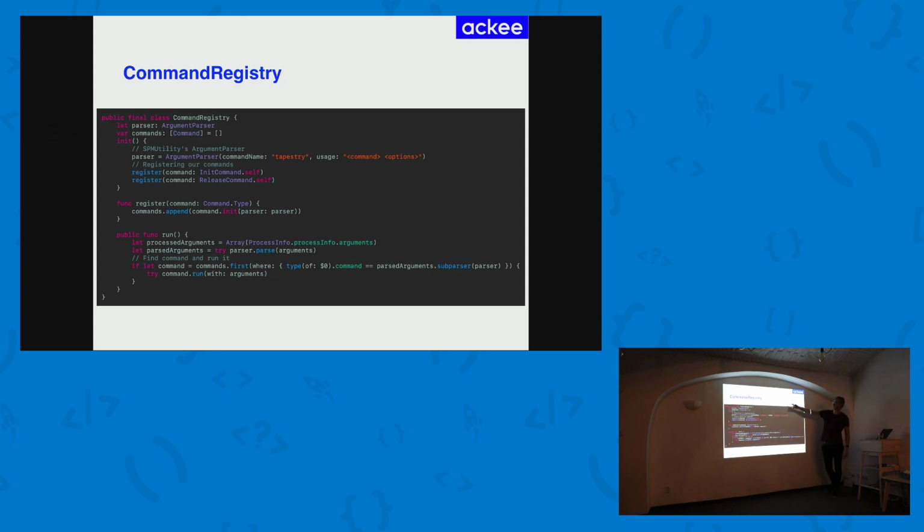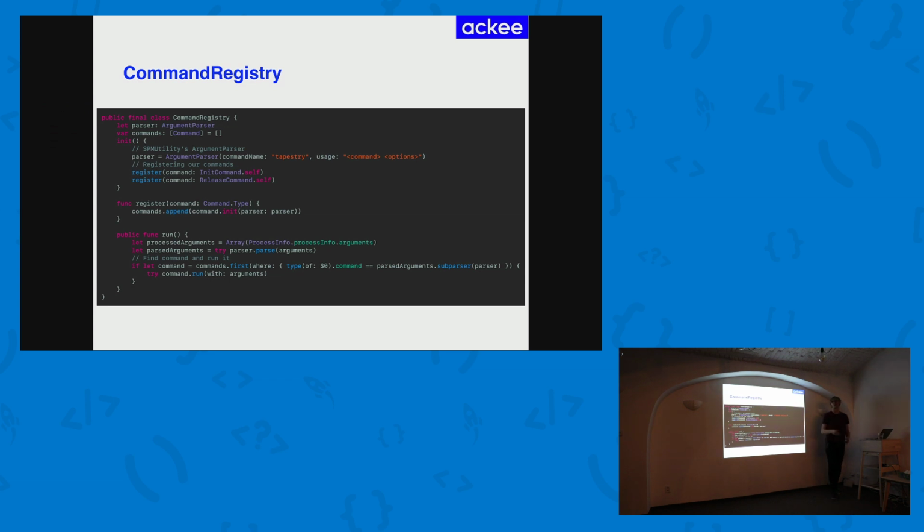Then in the initializer of the command registry, we initialize the argument parser with the name and the usage. We have to provide these values, and then we just register these two commands. We'll show you how to create the release command in just a minute. And we add them to this array with the parser that we have initialized here.